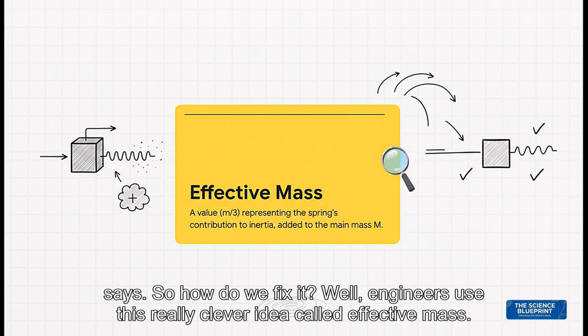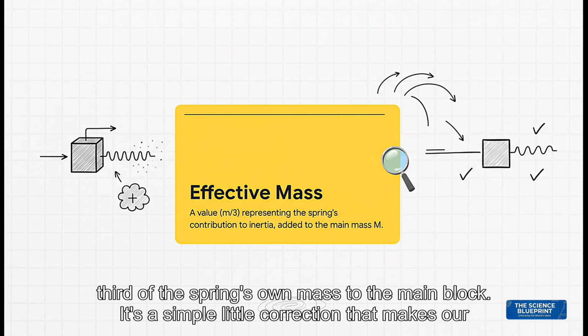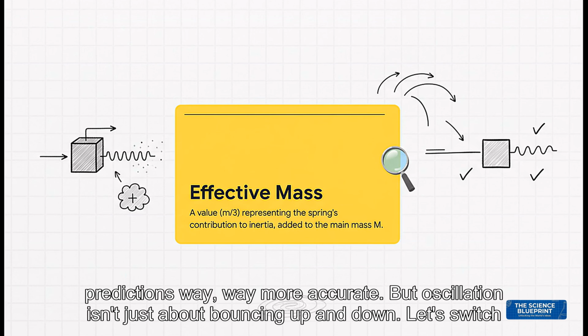So, how do we fix it? Well, engineers use this really clever idea called effective mass. It turns out, after some pretty neat calculus, that you can fix the problem just by adding 1/3 of the spring's own mass to the main block. It's a simple little correction that makes our predictions way more accurate.